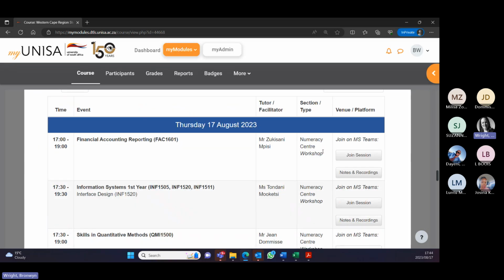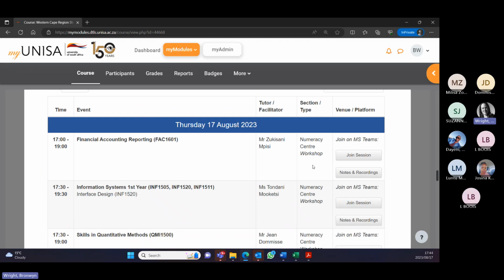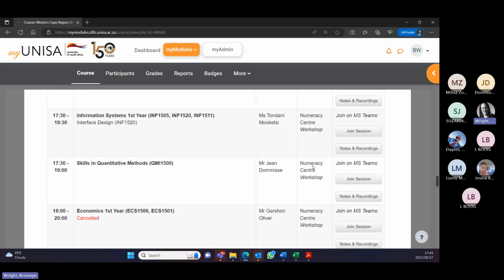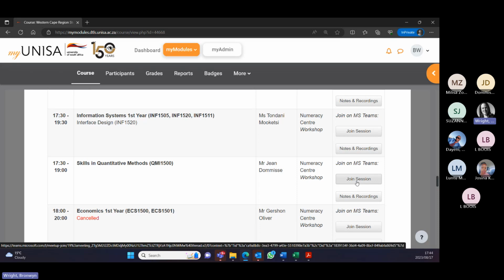Under the Writing Center, I'm just going to explain the very important little schedule that is here. You can see this is the schedule for the Numeracy Center, and here is your module, QMI1500, that's offered tonight. This is where you can join the session other than getting the email from Ndima. This is one other way that you can join the session. If you right click on this join session button, there will be a little link, copy link. If you copy that link, you can share it with your fellow students, as I asked in the introduction as well. There is also a link to the notes and recordings.